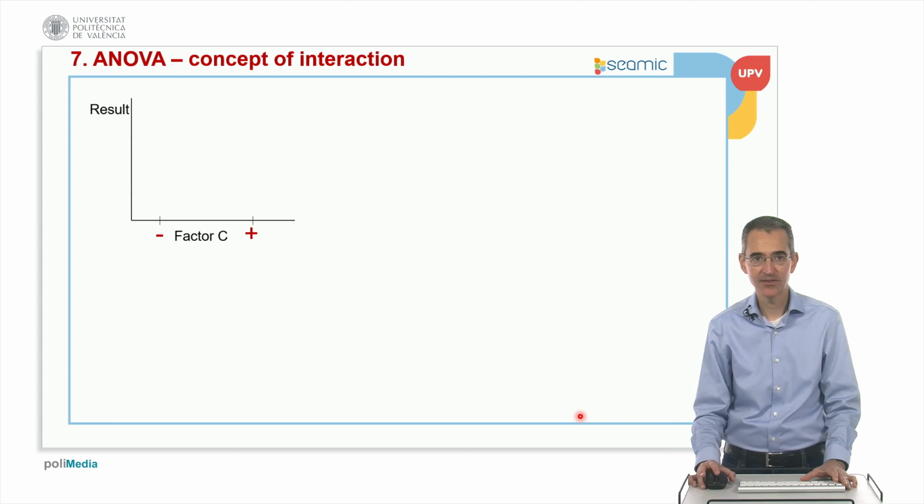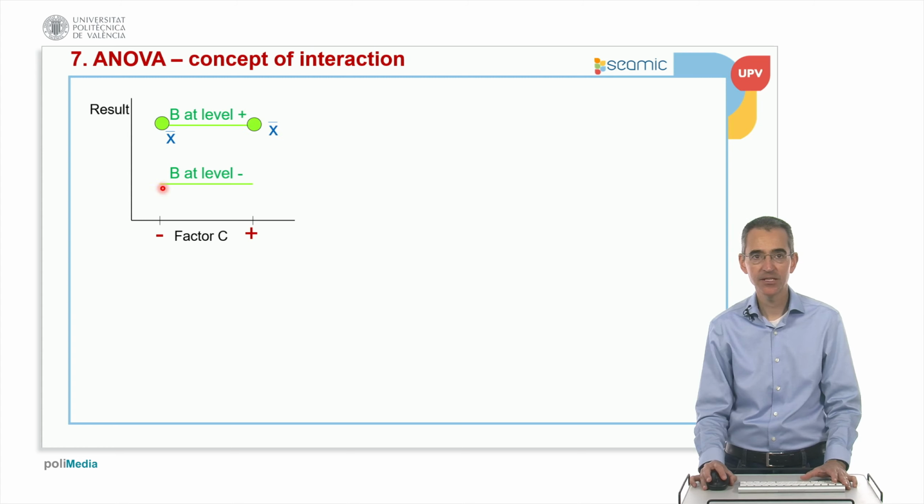This is another way to more or less visualize the interaction. For factor C, I put a minus and a plus. What does it mean? Imagine, for example, that this is temperature and we work with temperatures 40 and 50. The lower value is represented by this minus sign, and the higher value is represented by this plus sign. Then imagine that B is another factor, for example pressure. When the pressure is lower, we put a minus. When the pressure is higher, we put a plus.